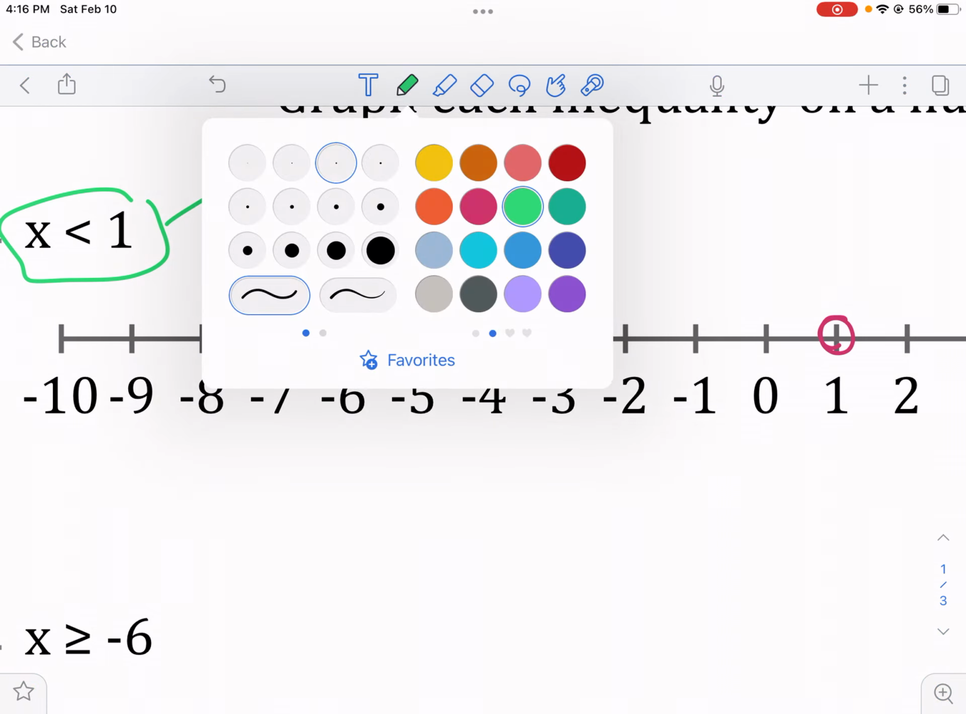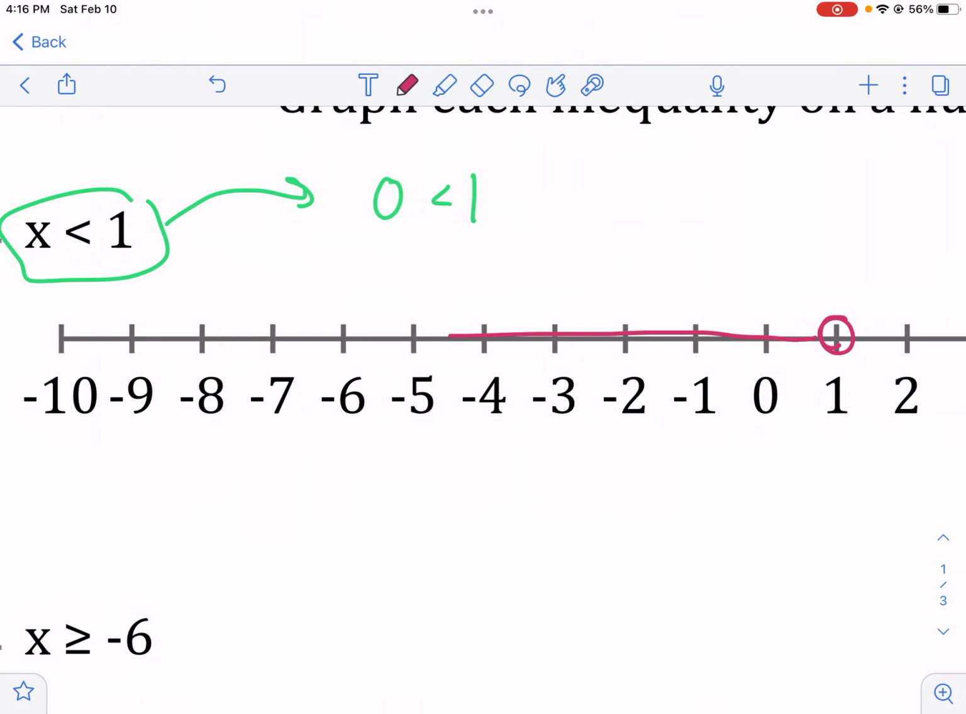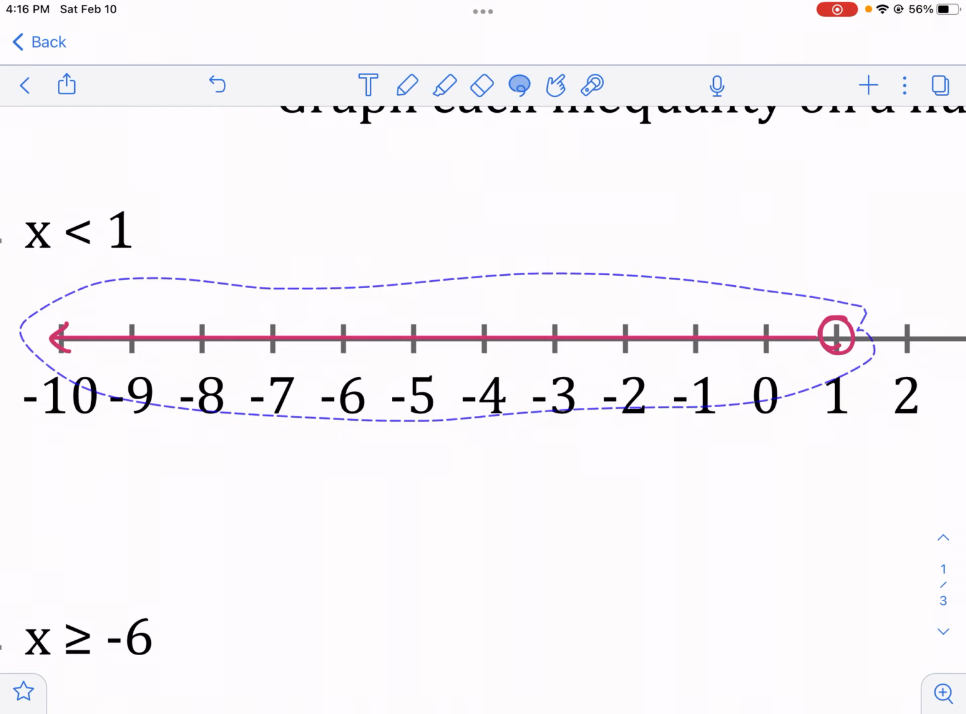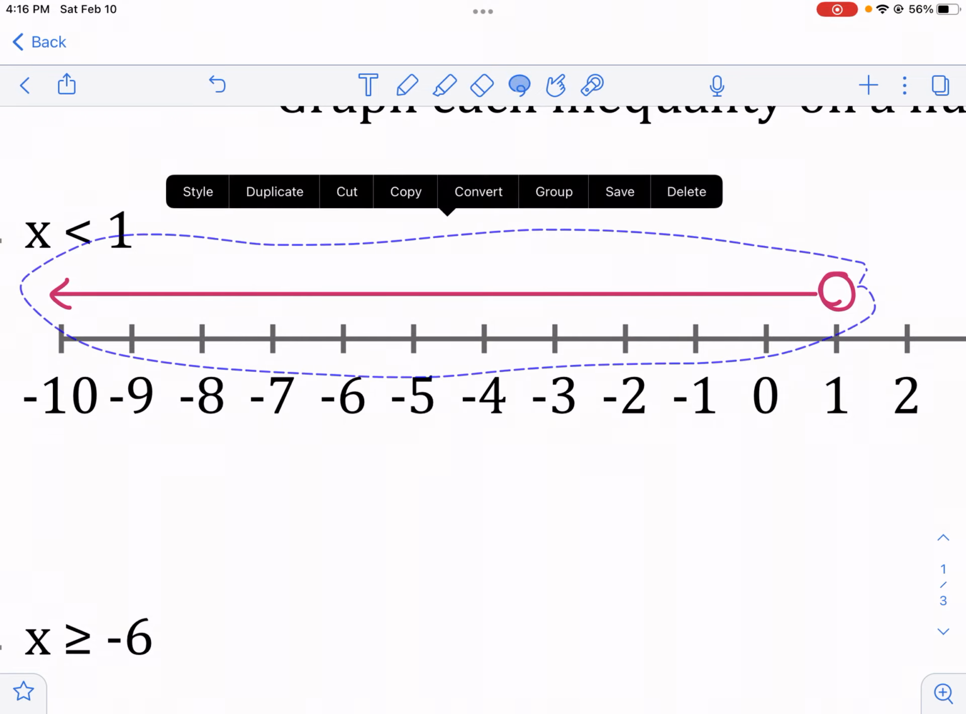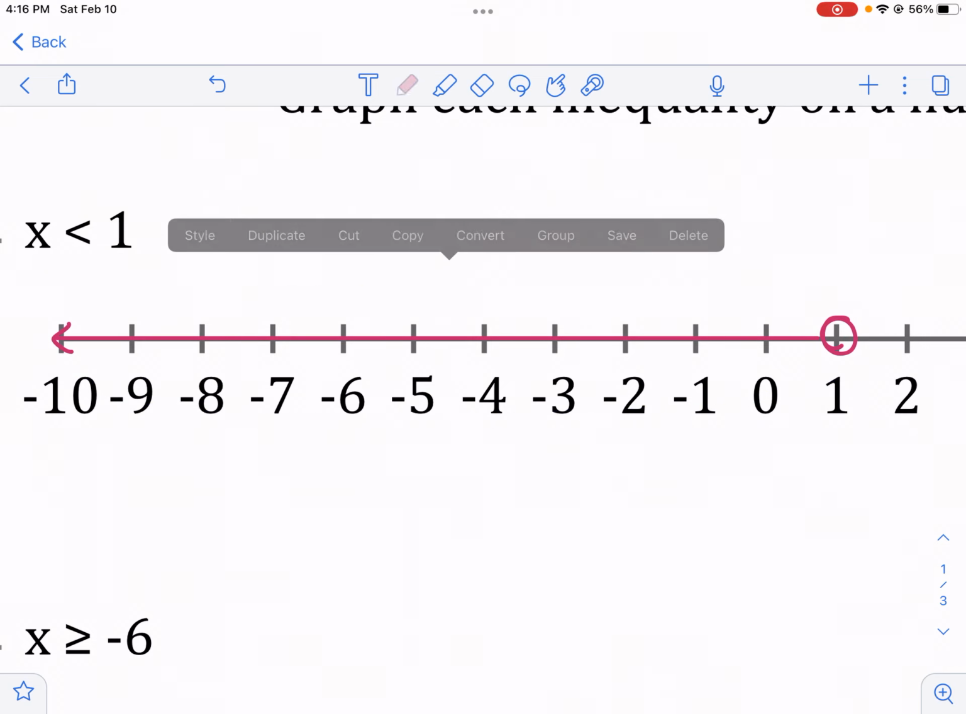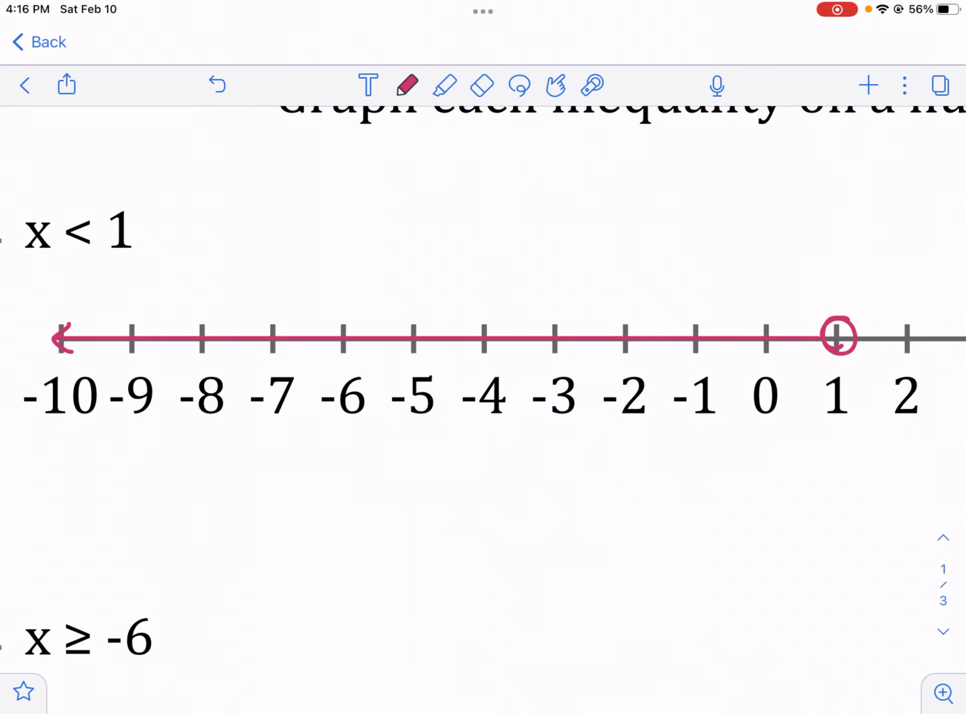Let me change the color of the number 1. Okay, we started off with the number 1. And they're all going to be to the left. Now, some teachers ask, and this is just kind of preference, some teachers like that you graph it like this, above the number line. I personally like it on the number line and just making it nice and thick, but it's up to you. Just make sure you talk to your teacher.